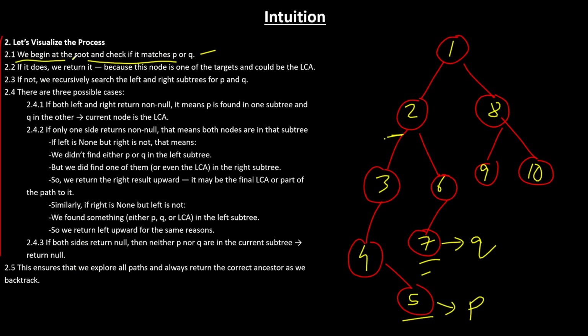Okay. So what we do, we begin at the root and check if it matches P or Q. Fine. If it does, we return it, because the node is one of the targets and could be the LCA, correct? If not, we recursively search the left and right subtree for P and Q. Now there could be three possible cases. What happens is here.